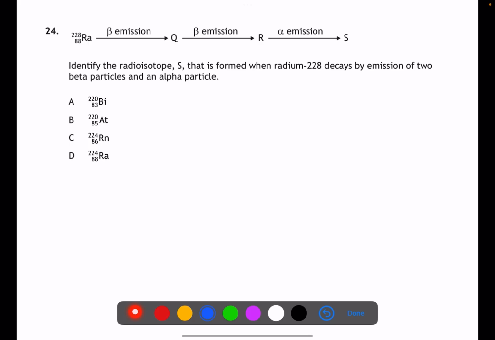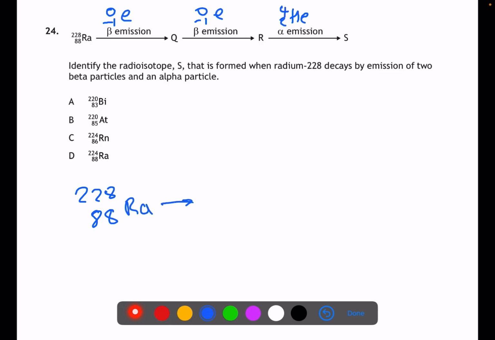Question 24. Identify the radioisotope S that is formed when radium-228 decays by emission of 2 beta particles and an alpha particle. So a beta particle has the formula 0, -1 and is an electron, and an alpha particle is 4, 2 and is a helium nucleus. So if we start with the 228, 88 radium and we lose a beta particle, our mass is still going to be 228, but we're going to move up 1 now to 89. When we do that, we're going to move to actinium.